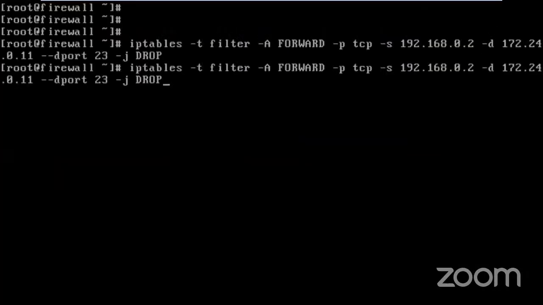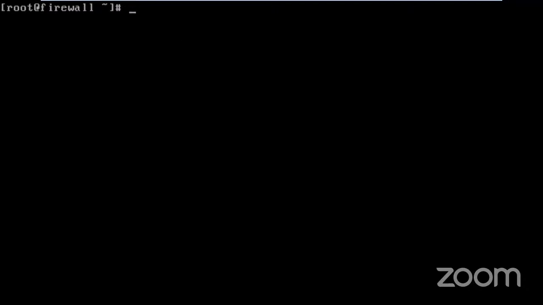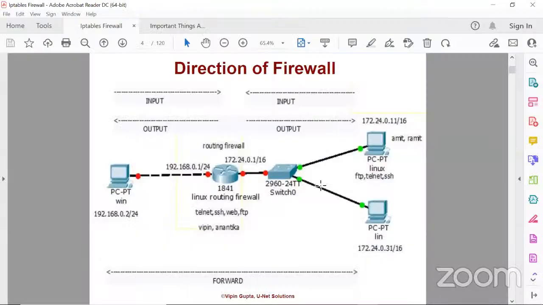Now let me give you one example of SNAT and DNAT also. Mangle we are not going to give, because for Mangle I have to implement different types of labs. So quickly, I'm going to give one example. Let me go to the diagram. First I'm going to give the example of DNAT.